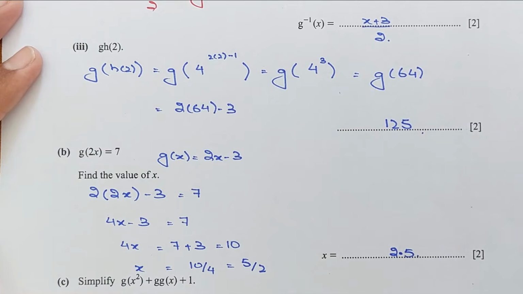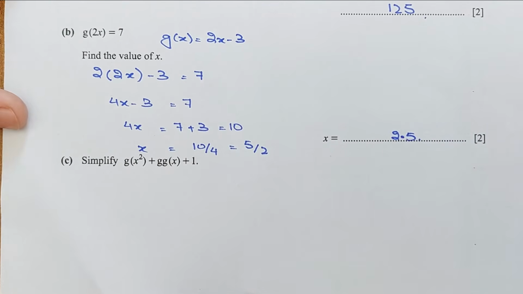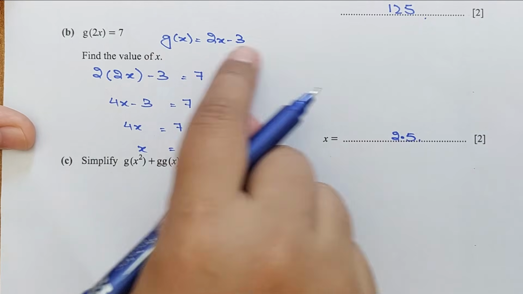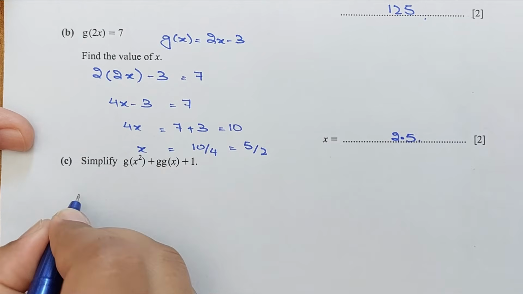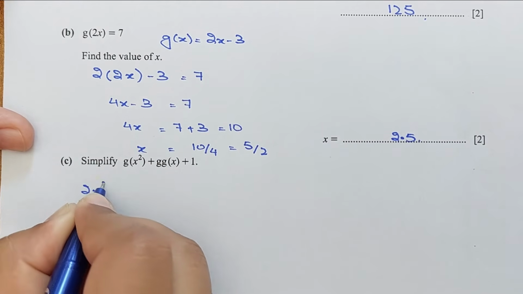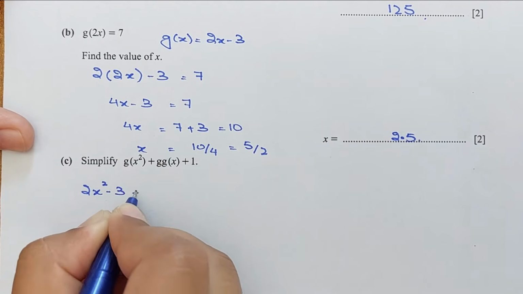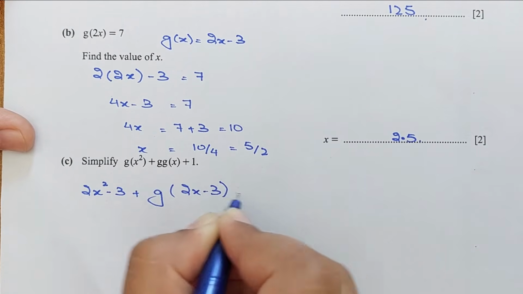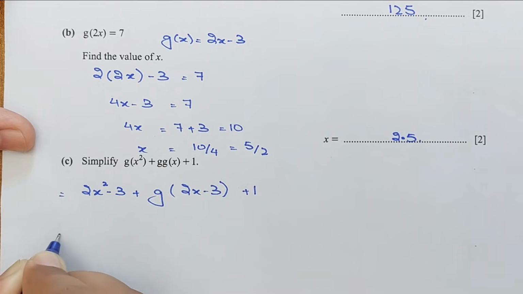Alright, now for part C, we have to simplify g of x square plus g composition g of x plus 1. G of x square, this is g of x. G of x square, this would be 2 x replaced with x square minus 3, plus g of g of x, and g of x is 2x minus 3, plus 1. We have to just simplify.